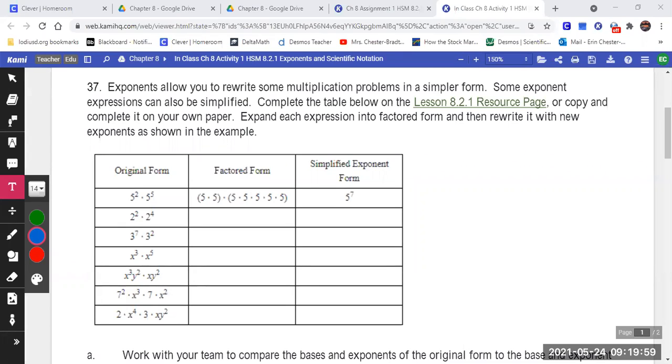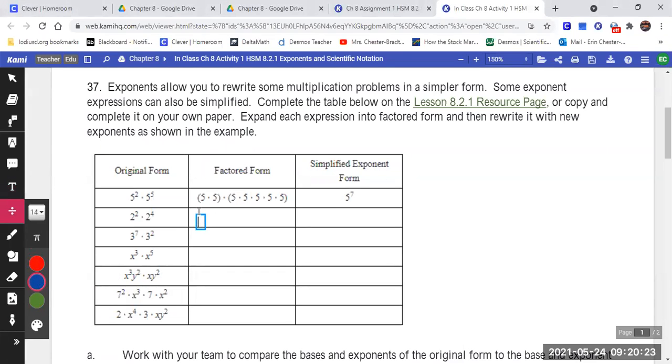So if I were to count all the 5s I have there, I have 7. So I could rewrite it simpler by saying 5 to the 7th power, because both bases are the same. They're both 5. Okay. So who wants to venture and tell me how I should expand this one?